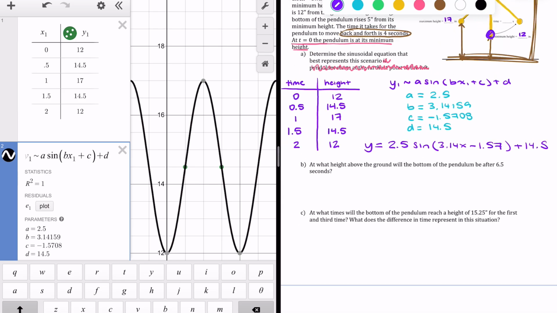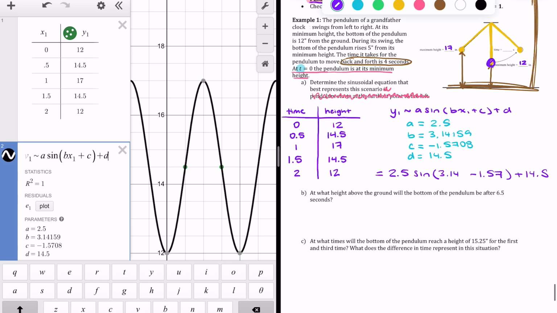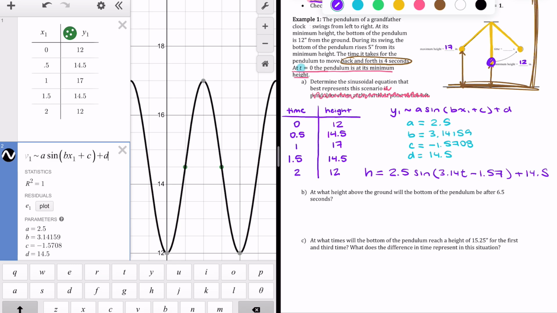The one thing I will point out is in my final answer here, I used Y and I used X, but the question does specifically call time T. So to have the most accurate final answer, I really shouldn't use X, because that variable's already been defined. And if I'm going to change the name of one variable, probably going to change the name of both variables. So I'm going to call height H and time T, just so that it matches the information provided to me in that question.